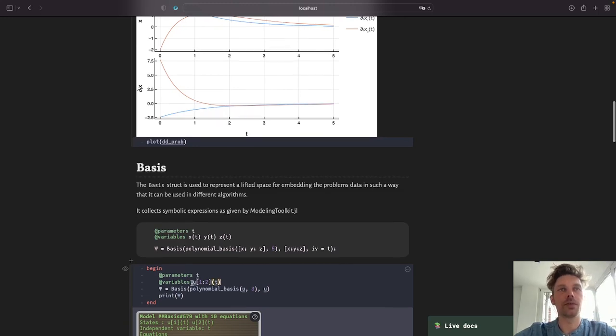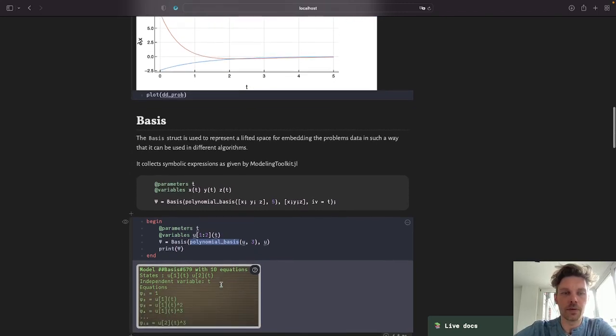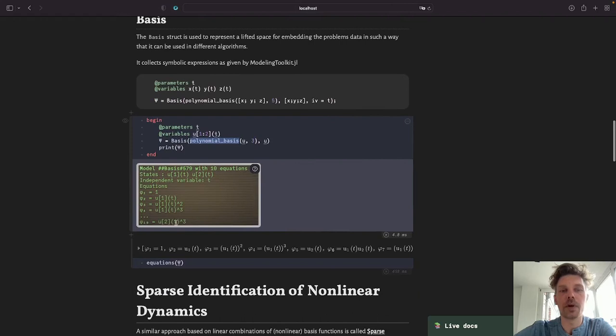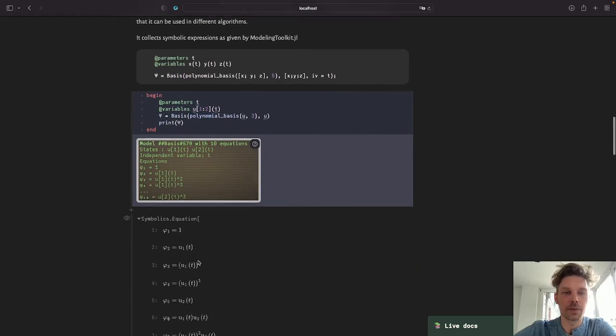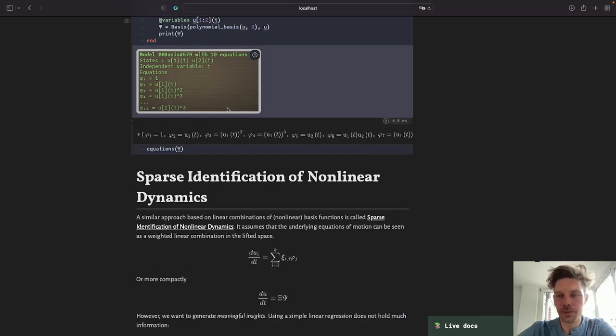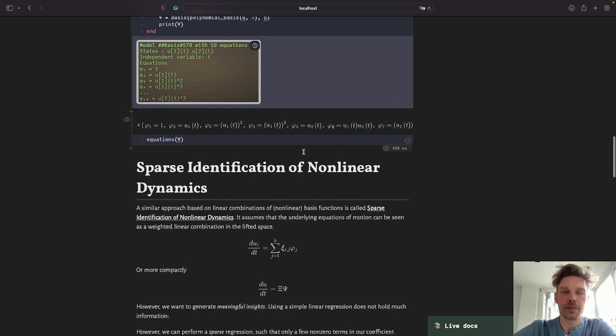Here we have two states, so we use that, and we don't have any idea how to model this except for a polynomial basis. So this gives us 10 equations of motion, or 10 possible nonlinear embeddings for our SINDy, which we can have a look at in more detail here, of course. And the basis is also used for deriving the symbolic result.